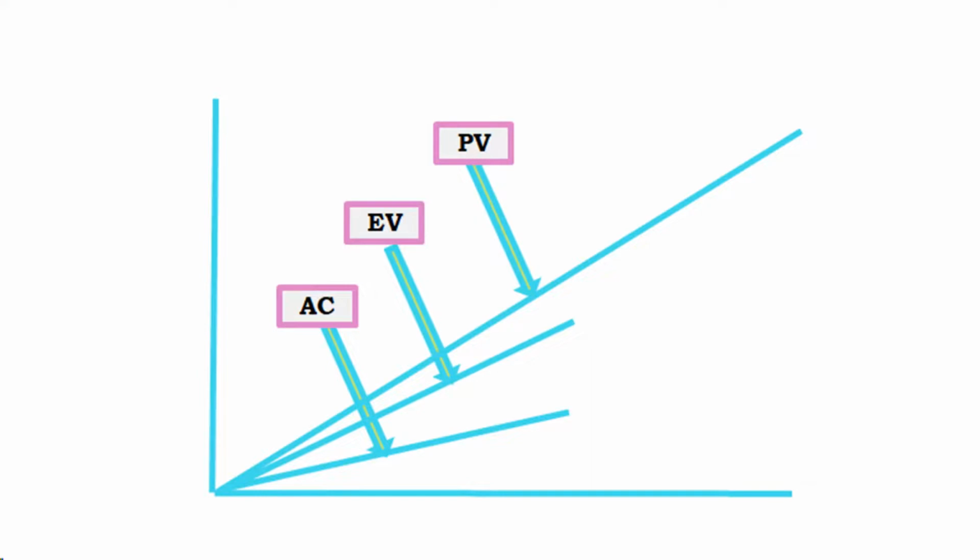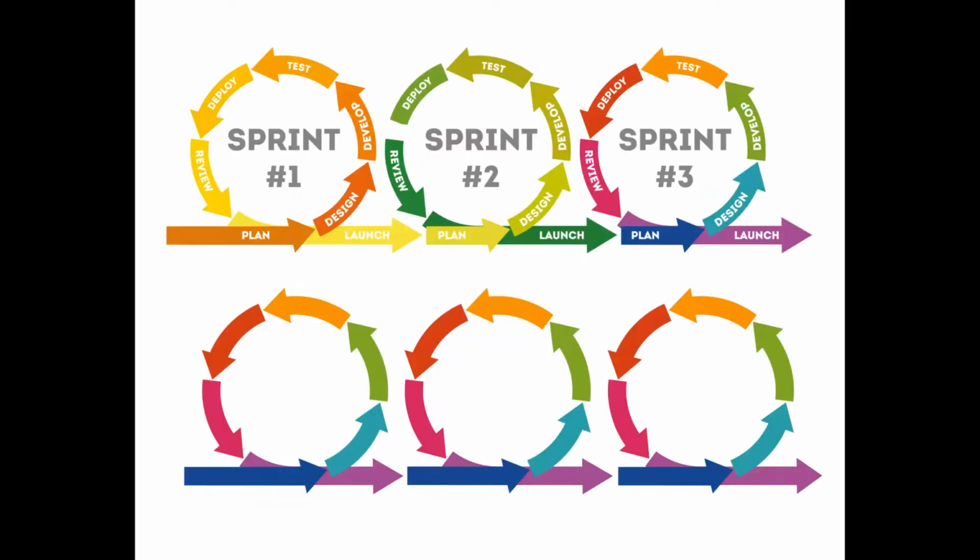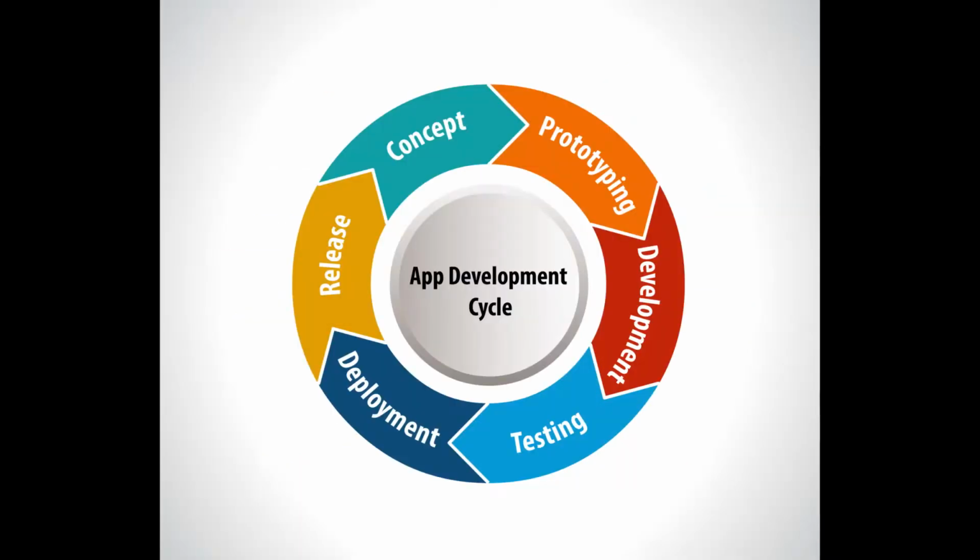Performance measurement baseline. An integrated scope, schedule, and cost plan for the project work against which project execution is compared to measure and manage performance. Project life cycle describes the series of phases that a project passes through from its initiation to its closure. Development approach. Describes the product, service, or result development approach, such as predictive, iterative, agile, or a hybrid model.